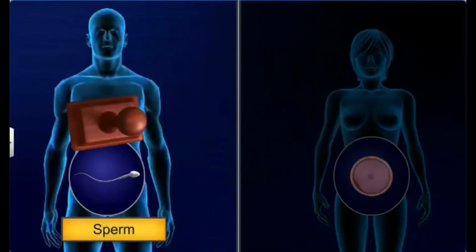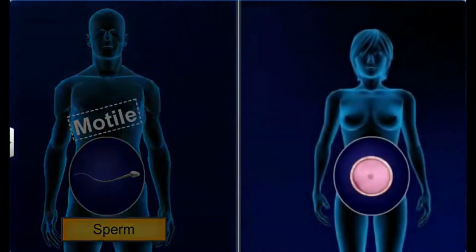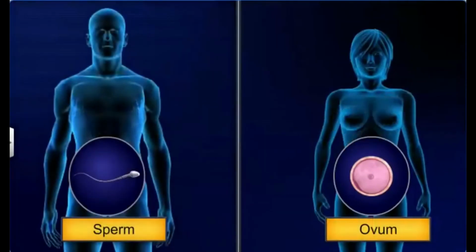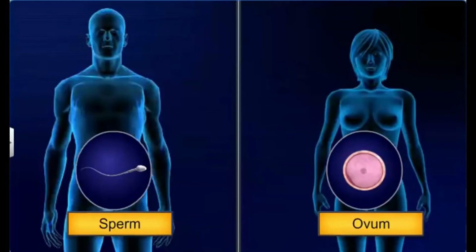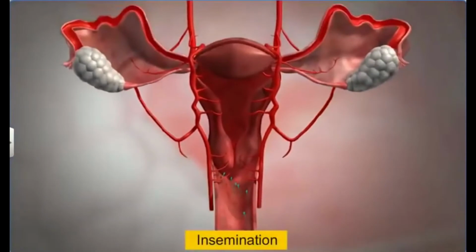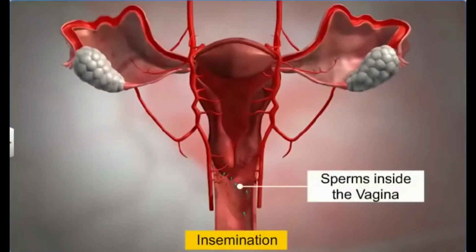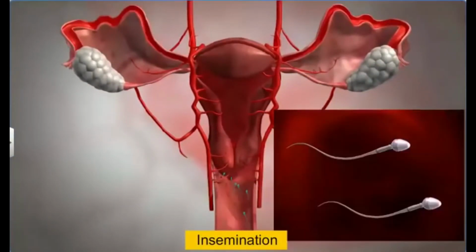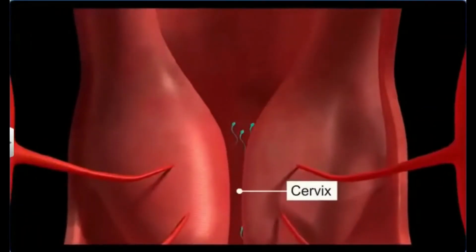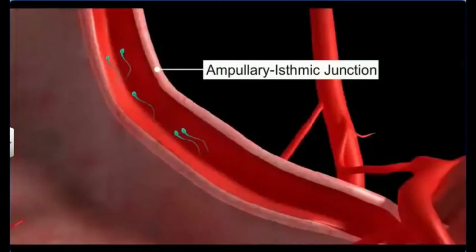While the male gamete or sperm is motile, the female gamete or ovum is non-motile. Therefore, for fertilization to occur, the two gametes must be brought together. This is achieved by insemination, where the penis releases semen with thousands of sperms into the vagina. Interestingly, while half of the sperms released carry the X chromosome, the other half contain the Y chromosome. These sperms then rapidly move through the cervix and finally reach the ampullary isthmic junction of the fallopian tube.